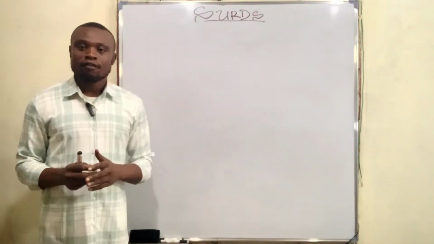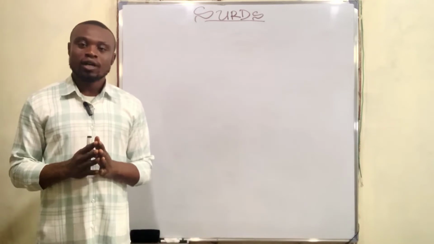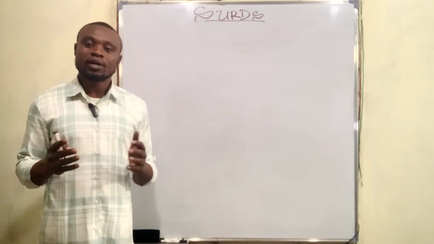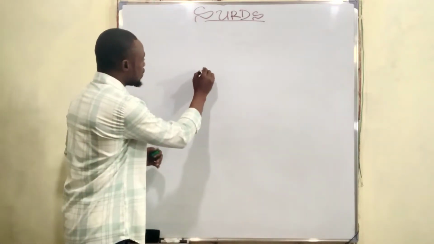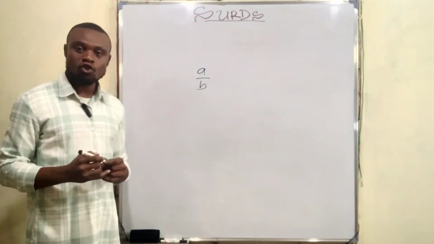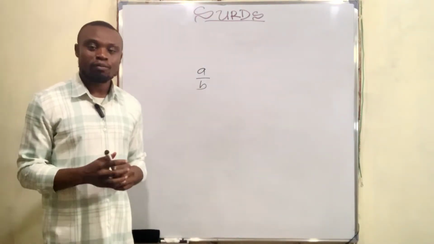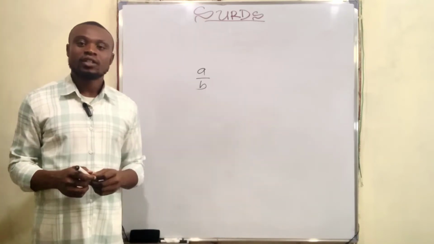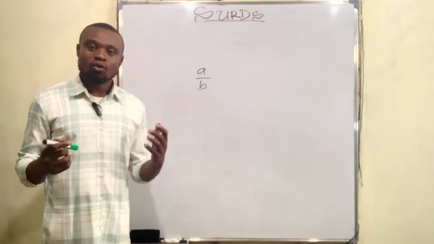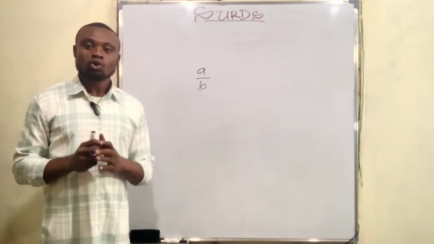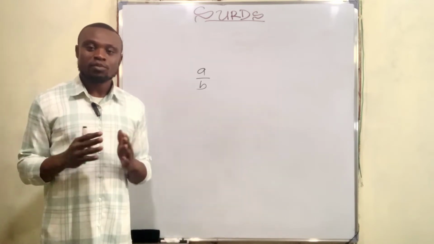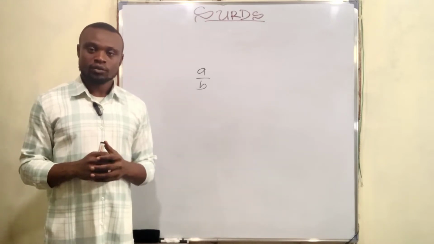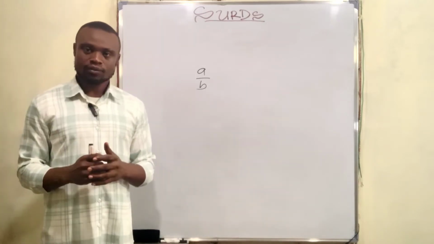Now, first of all, before saying anything, I want to explain what a rational number is. Rational numbers are numbers that can be written in the form a over b. Examples are 1 over 2, 2 over 3, 5 over 7, 100 over 1 million, and numbers like that. So basically, rational numbers are numbers that can be expressed in a fractional way.